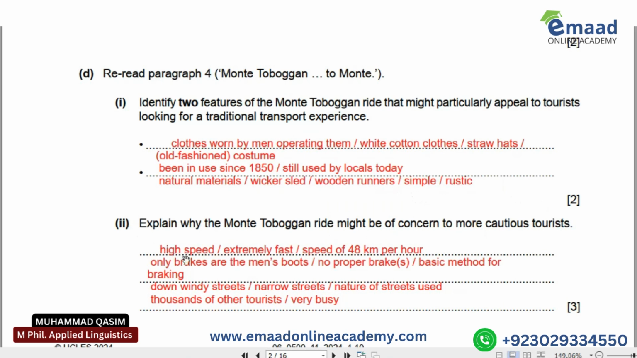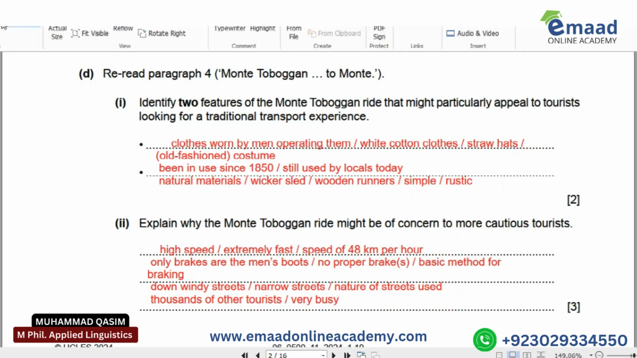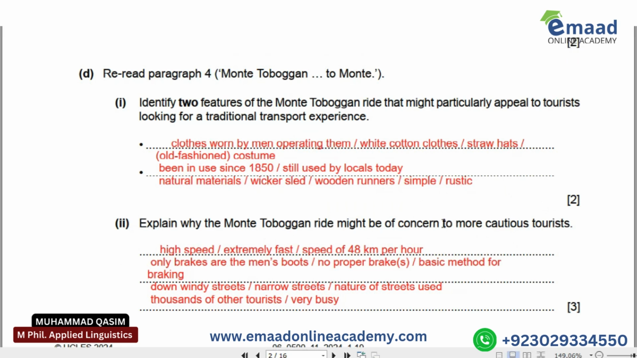The second component of the same question: explain why Monte toboggan ride might be of concern to more cautious tourists. Not the traditional tourists. Now they are talking about the more cautious. So if I use this selection tool, more cautious tourists. Focus on these words. Just try to focus on all words in the question. Explain why Monte ride might be of concern. Those who are more conscious, it can be of concern for them.